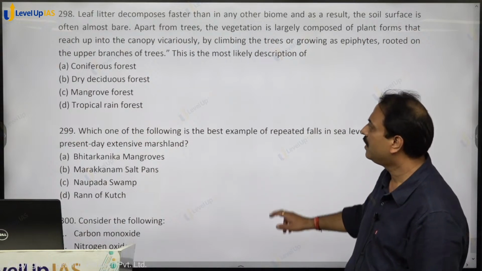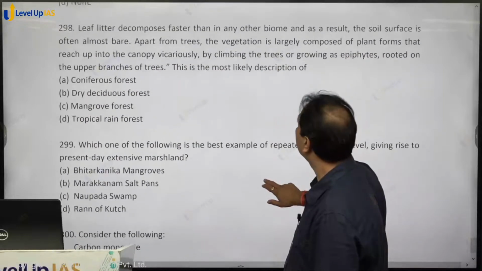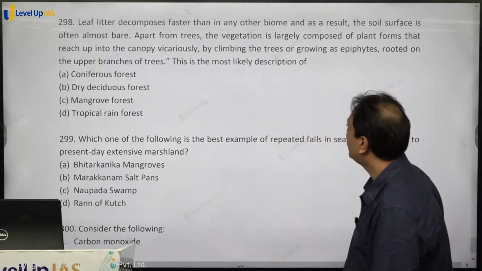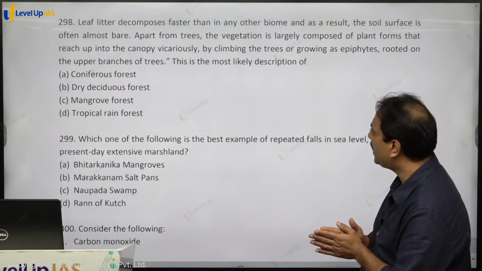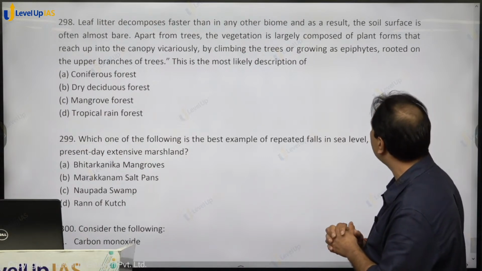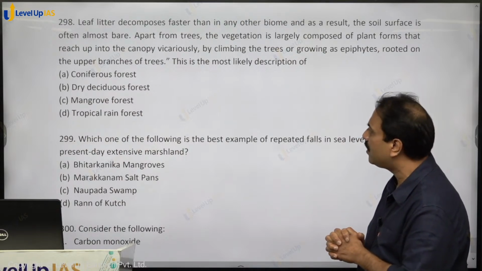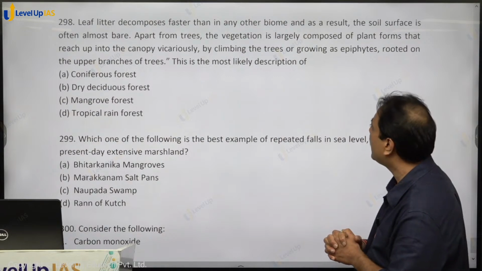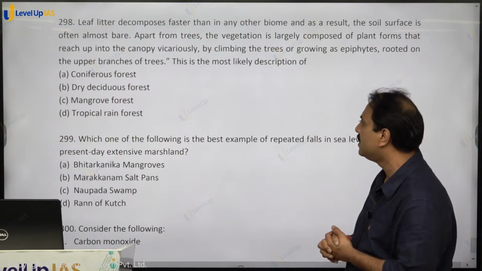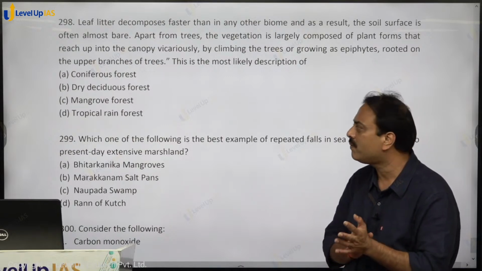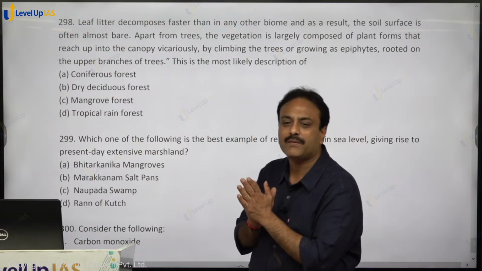Next question. Leaf litter decomposes faster than any other biome, and as a result, the soil surface is almost bare. Apart from trees, the vegetation is largely composed of plant forms that reach up into the canopy vicariously by climbing the trees or growing as epiphytes rooted on the upper branches of the trees. This is the most likely description of tropical rainforest.